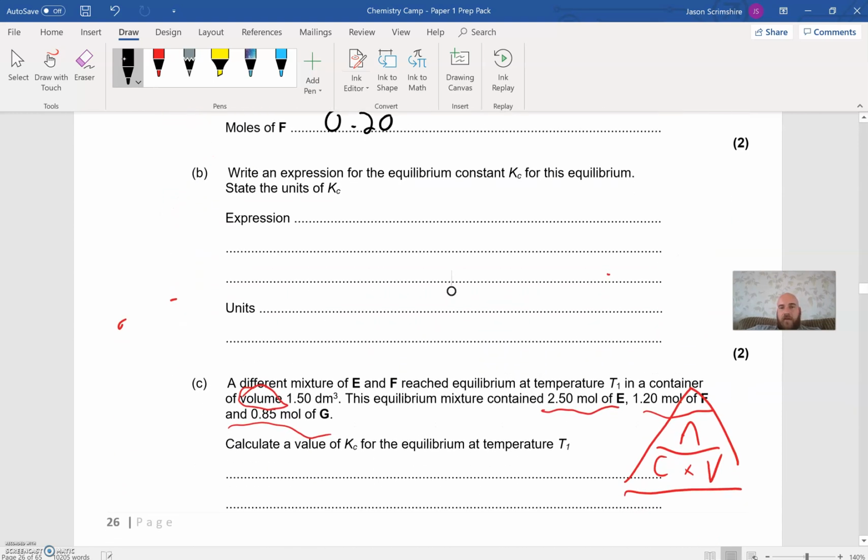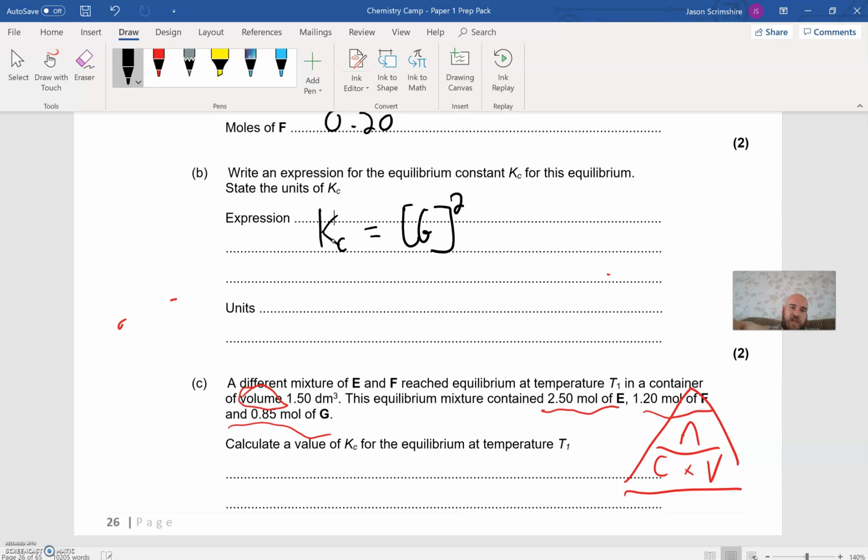Expression for Kc: products on top, reactants below. Right, just remembering the little ditty. So, products on top, so that's the concentration of G squared, divided by the concentration of E times the concentration of F squared. And to work out the units, you just need to know how many concentration terms you have on top and how many you have underneath.